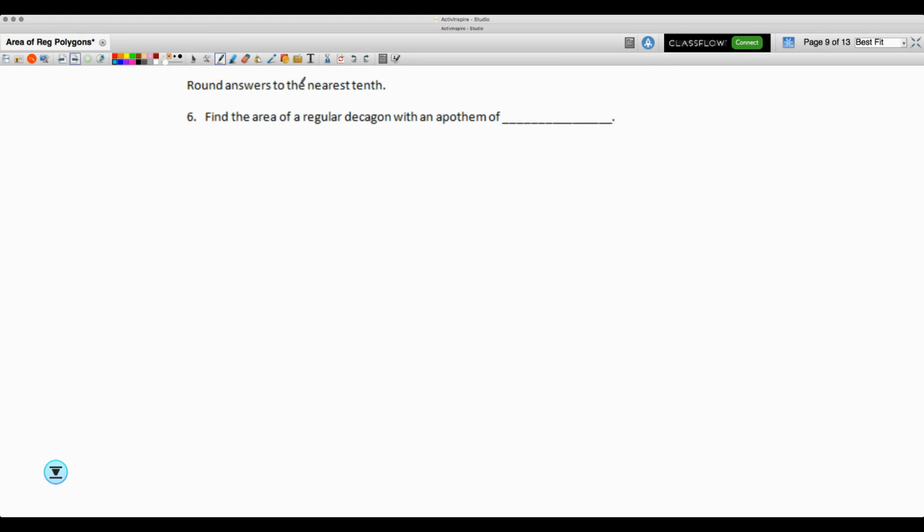Now we're going to switch over and find these to the nearest tenth, and you'll see why. So it says find the area of a regular decagon. So a decagon has how many sides? 10. With an apothem of, let's say, 21 centimeters. Okay, I definitely can't draw a regular decagon, so I'm only going to draw the triangle that would be formed by 2 consecutive radii. And so I'll draw in my apothem. And so this is what's 21.